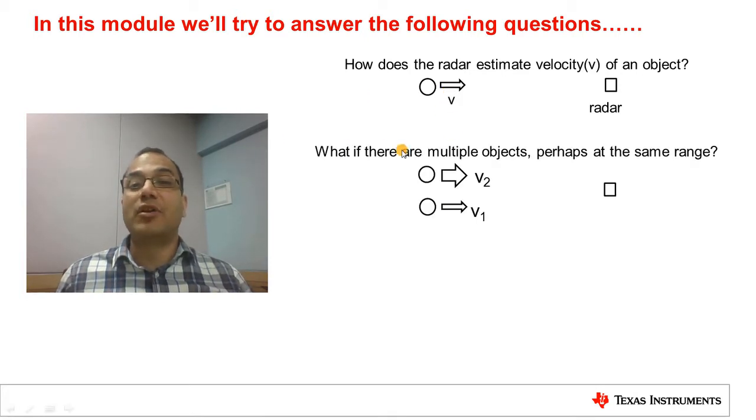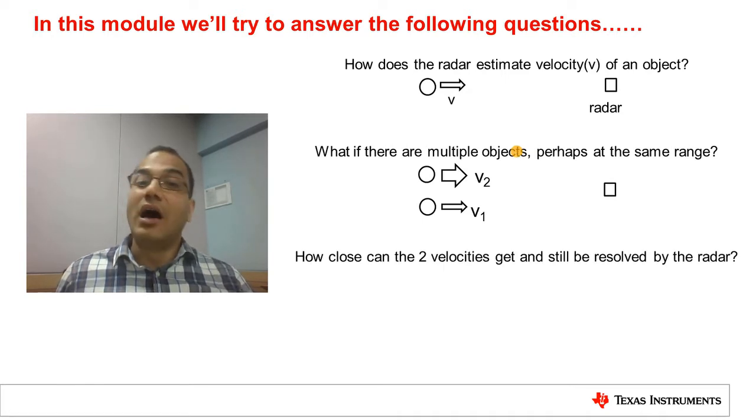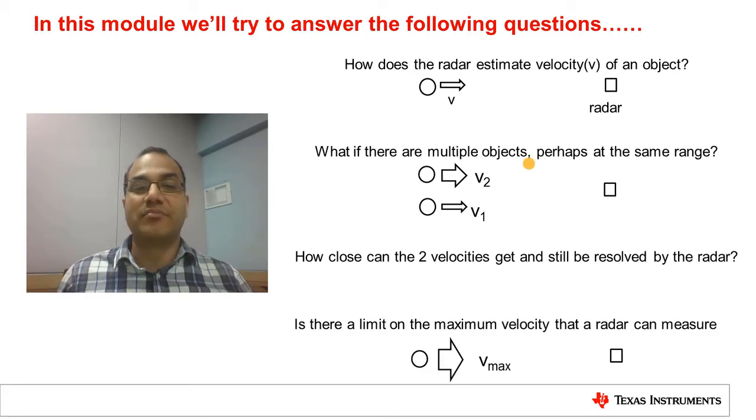What if there are multiple objects, perhaps at the same range from the radar, but with different relative velocities? How close can the velocities of two equi-range objects get and still be resolved by the radar? Is there a limit on the maximum measurable velocity in a radar? Like in the earlier modules, we are going to start with a quick recap of some Fourier transform concepts.